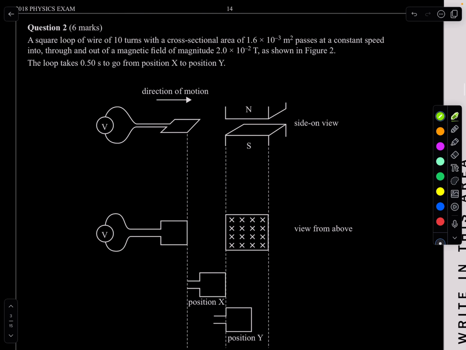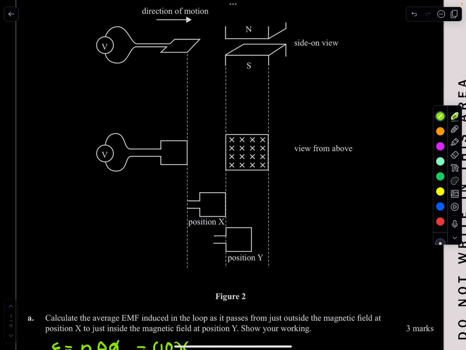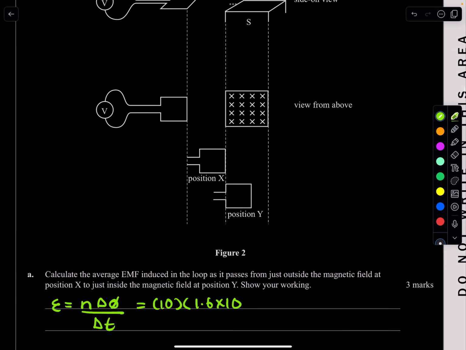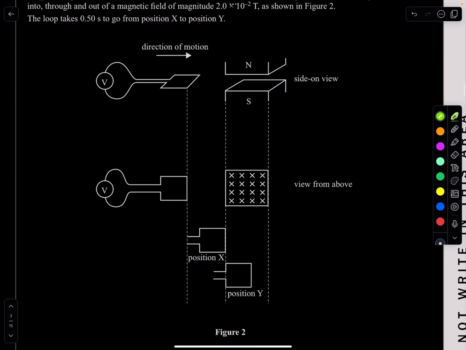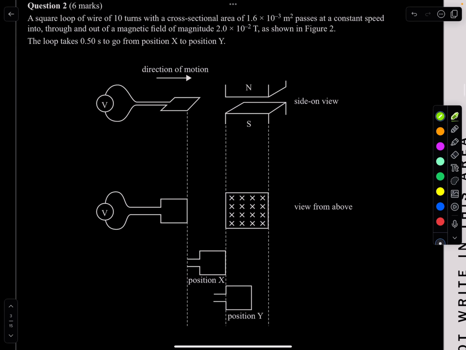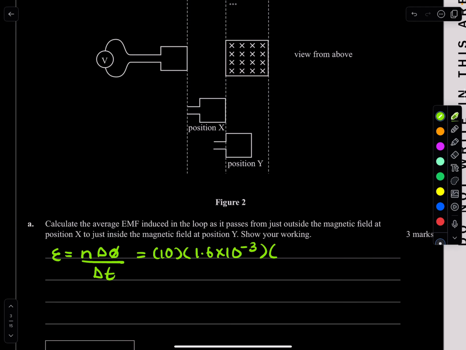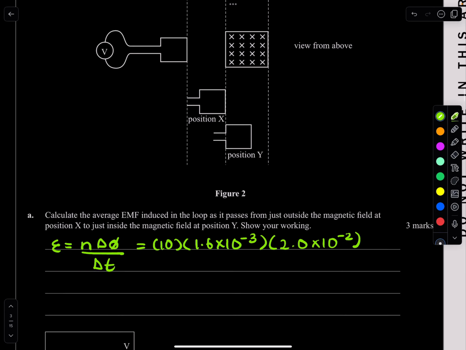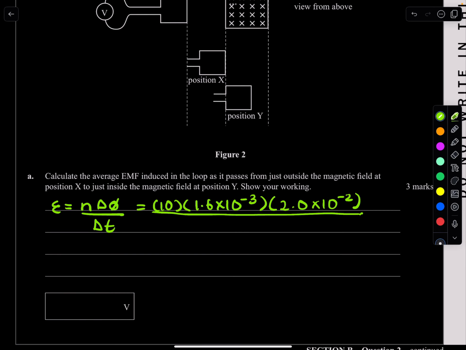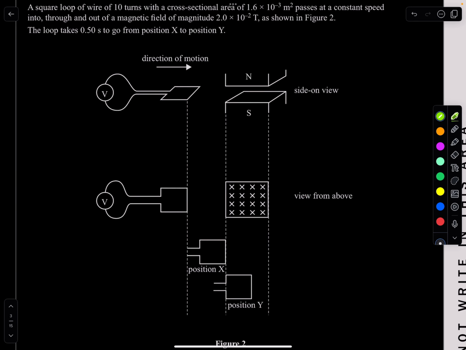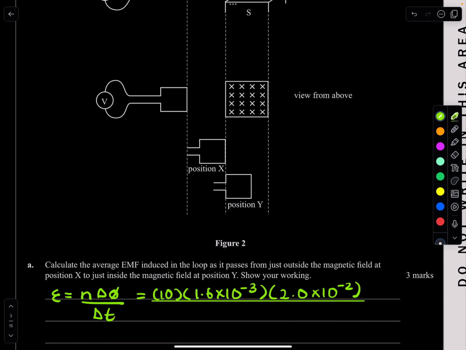So what is our area? They've given it to us: 1.6 times 10 to the power of negative 3, times your magnetic field strength, which is 2.0 times 10 to the negative 2, all being divided by your change in time. It takes 0.5 seconds to go from position X to Y, so 0.5.